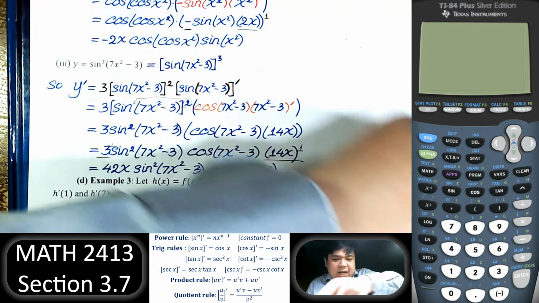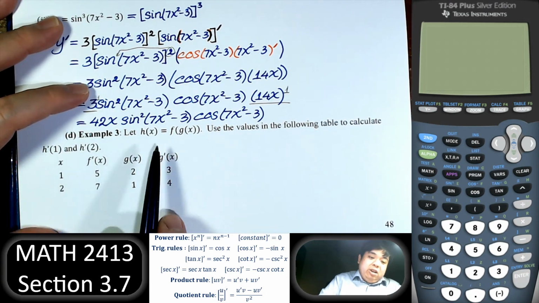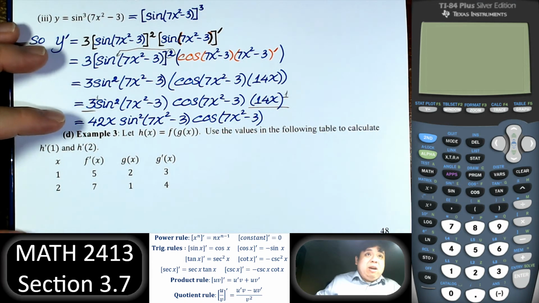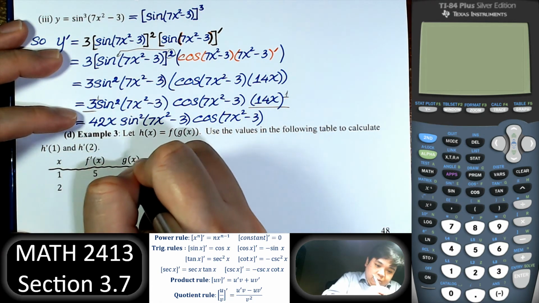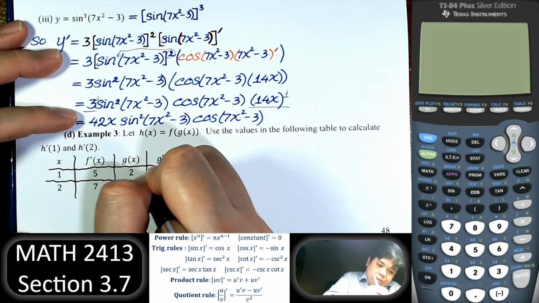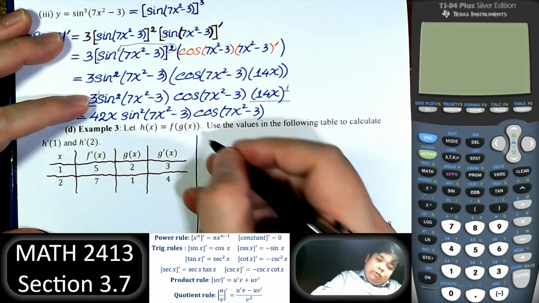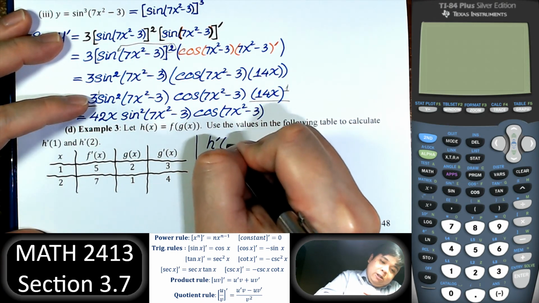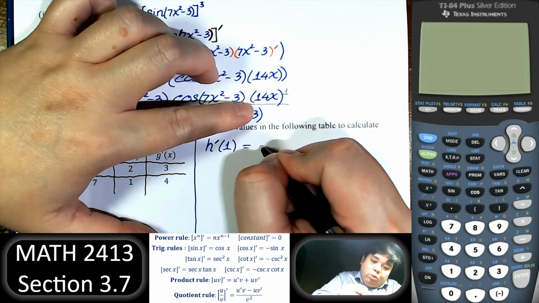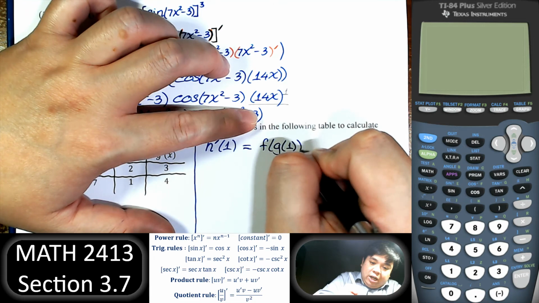Right. And next problem, just a little concept. How do we take the derivative of the composition given only the values, where we don't have the function? Right, so we have that little table. So first, what is h prime of 1? The function h is f of g of x. So we're going to take f of g of x, and then 1, because we're going to take the derivative of that.